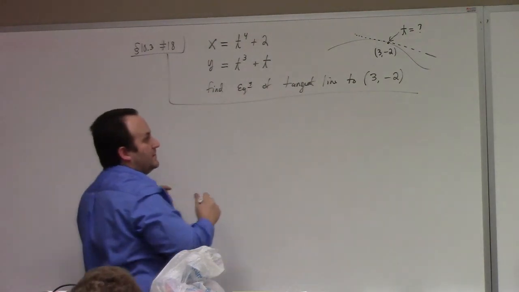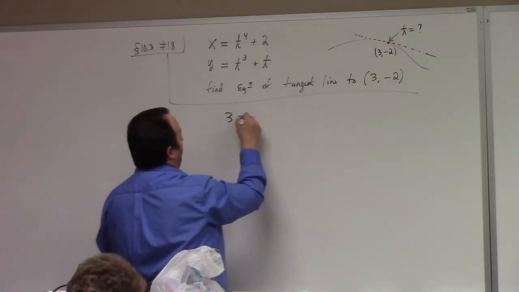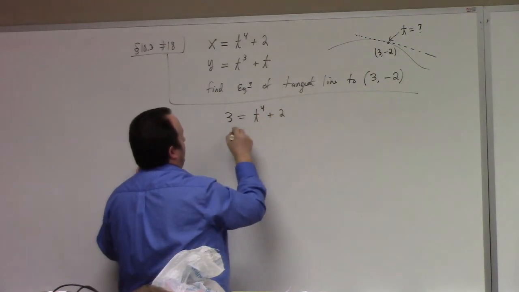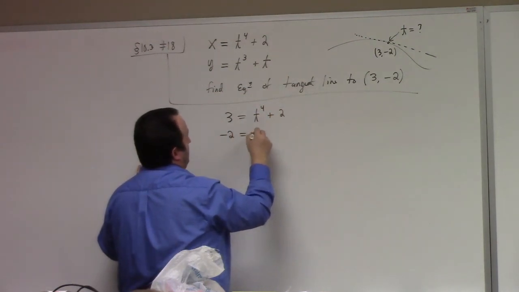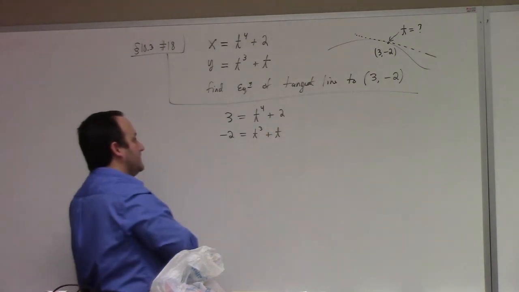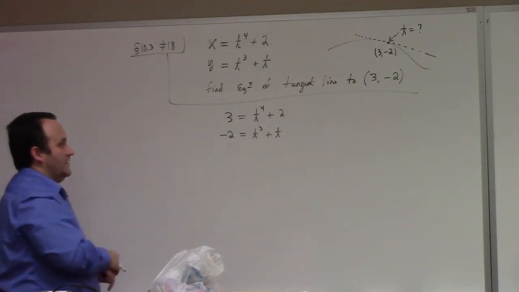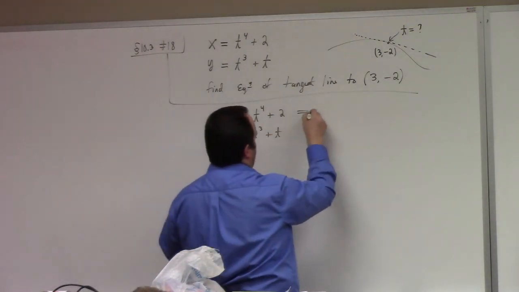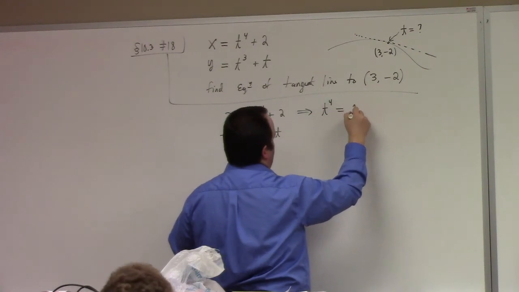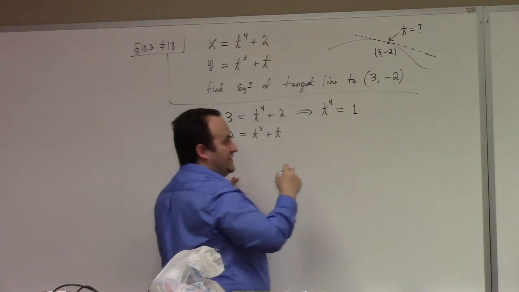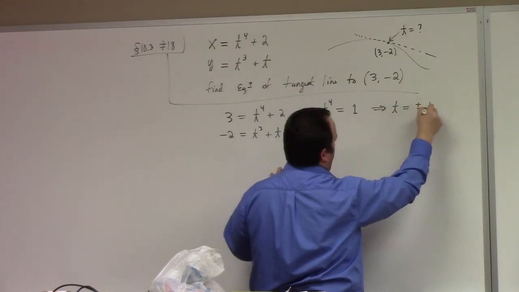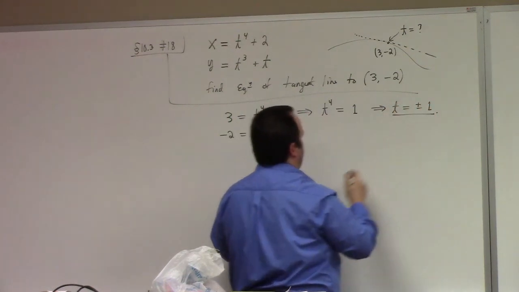Can you just take 3 and plug it into x? Yeah, 3 equals t to the fourth plus 2, and we've also got minus 2 is equal to t cubed plus t. So this says t to the fourth equals what? 1. Which means that t is equal to what? Yeah, plus or minus 1.